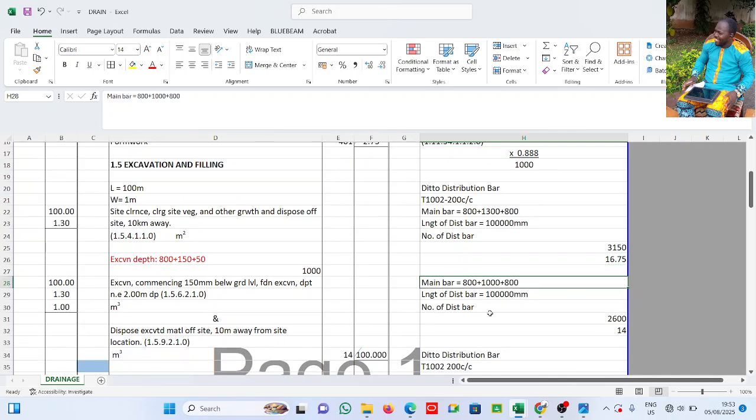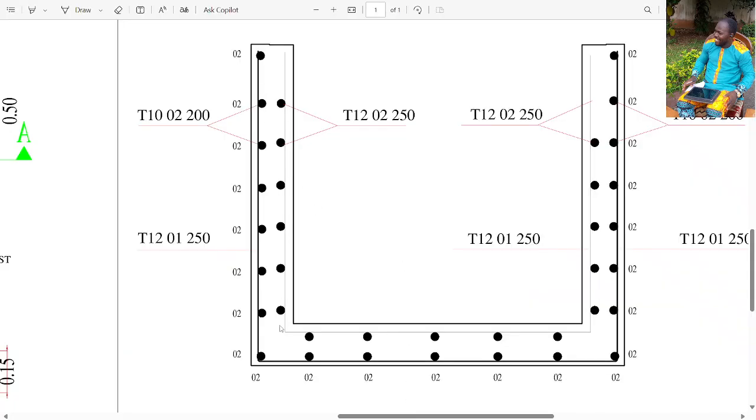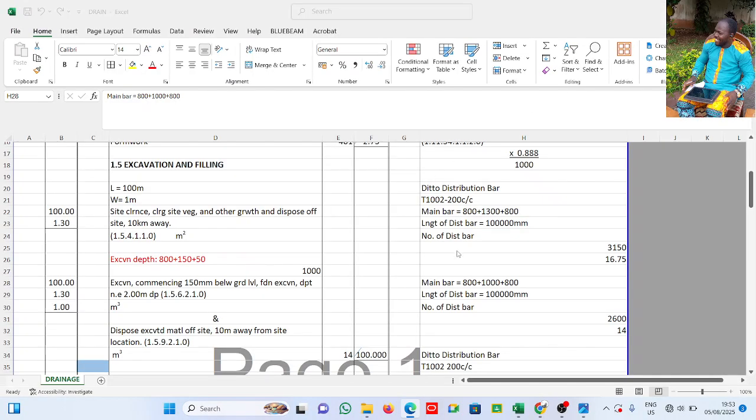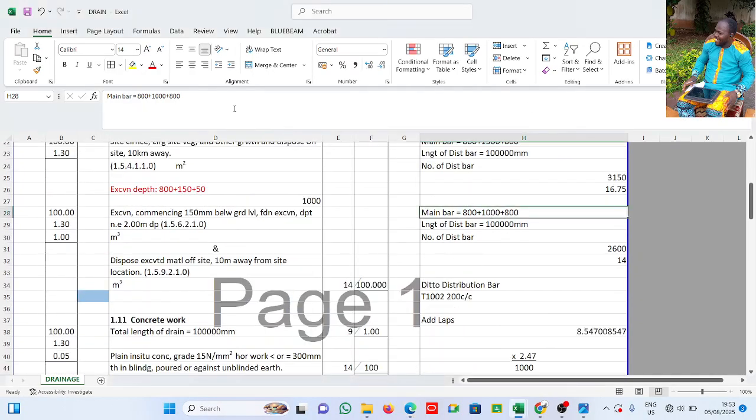This is 800 depth, and then the width is 1000. This is 1 meter. And of course, remember we said this is extending beyond, and we said it is 50, 50, 50, 50. So we have to account for it, because that is what will determine the number of runners on that particular bar.